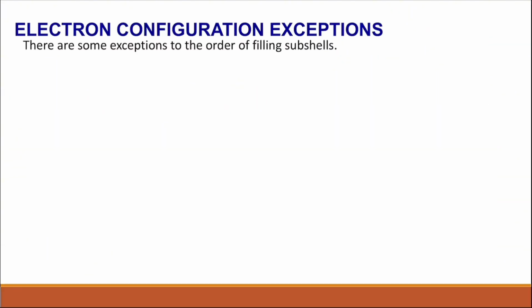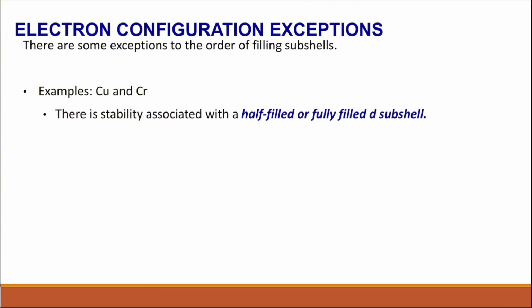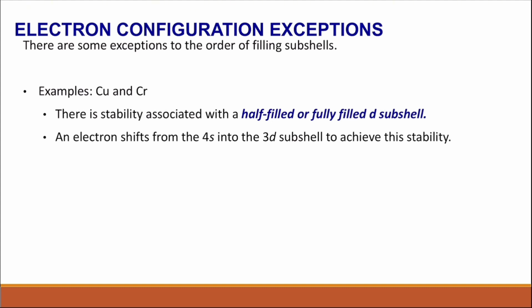There are some exceptions to this rule, because of copper and chromium. There are exceptions for filling the subshells, where there is stability associated with a half-filled or fully filled subshell, especially when we're talking about the d orbital. So an electron shifts from the 4s into the 3d subshell to achieve this stability. For copper, the expected electronic configuration would be argon, then 4s2 and then 3d9.